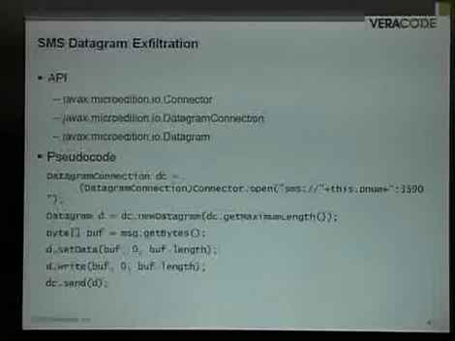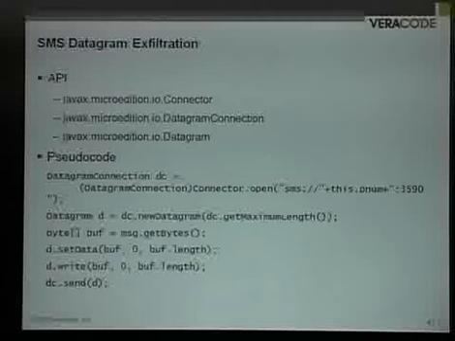So exfiltration-wise, we have a number of different methods. This one is the SMS datagram method, which, by the way, if you have a lot of content, you don't want to use this. I learned that the hard way when I sent 600 SMS messages off my phone because I dumped my entire contact database by mistake. But I'm sure my employer's happy to find that bill.